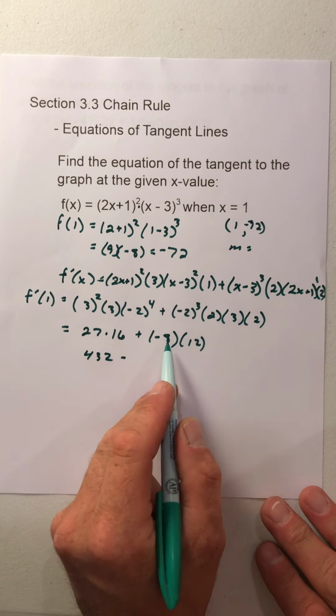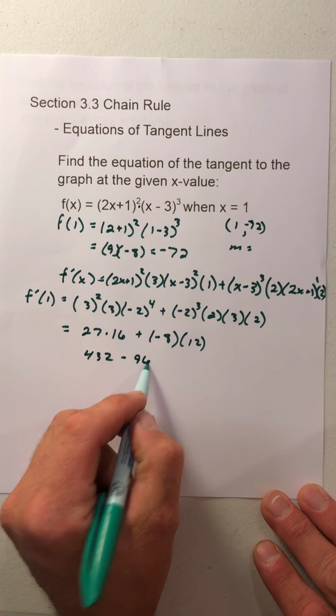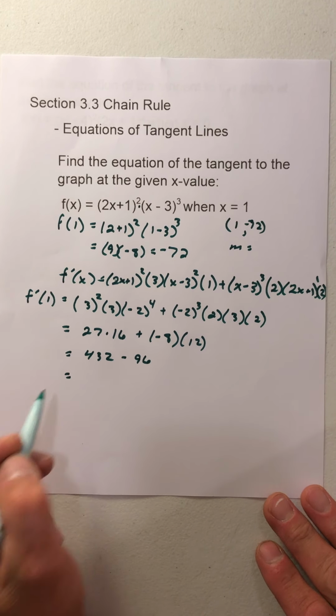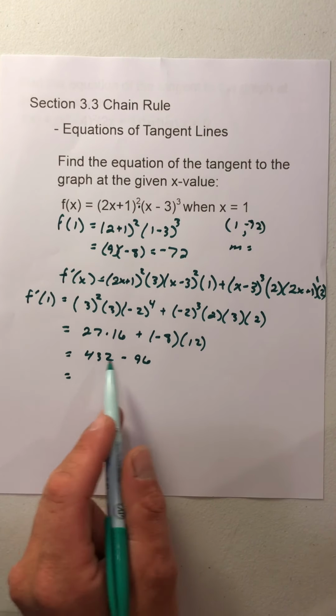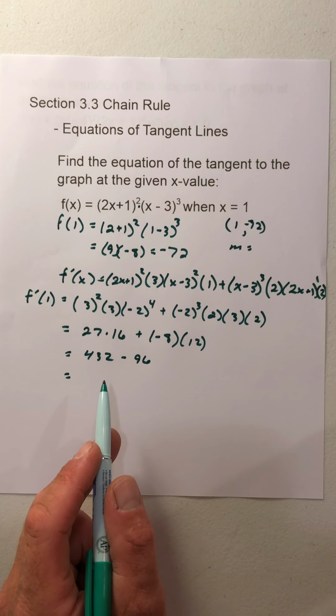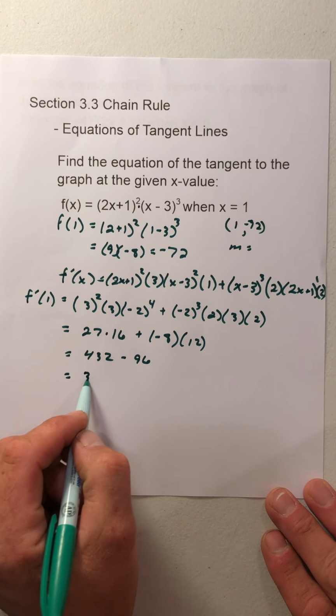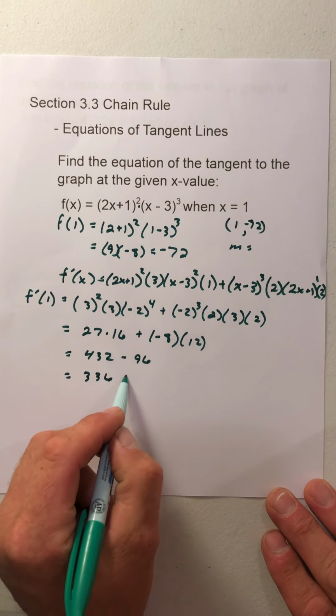And from that, we're going to subtract 8 times 12. We don't need a calculator for that, do we? We get negative 96. So we take 432 from that. We're going to subtract our 96, which gives us 336. What a big number. That's just our slope. So what's our equation?